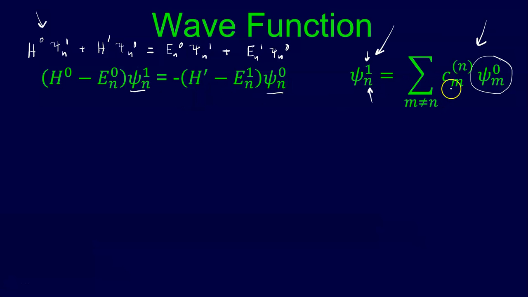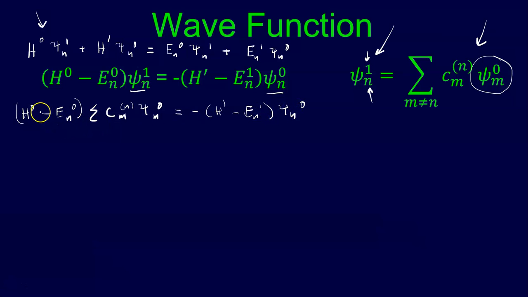And so what we do is we basically plug this sum in over here. So we get H0 minus En0, times the sum of the Cmn pieces like that. Now we've got these functions here that we know really well, and so that is good. And this piece over here will just be written out like so.